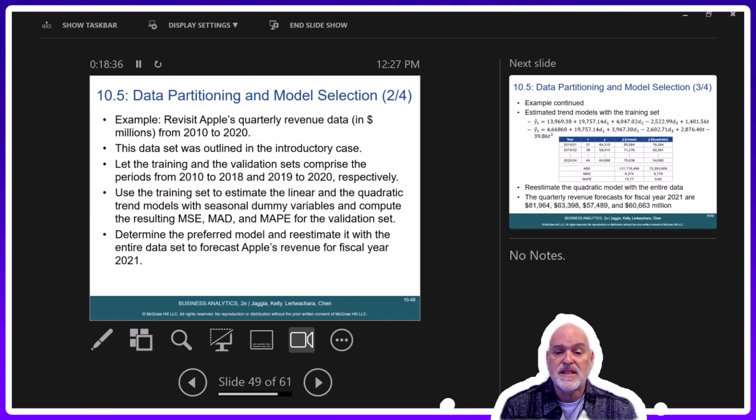Example: revisit Apple's quarterly revenue data in millions of dollars from 2010 to 2020. This data set was outlined in the introductory case. Let the training and the validation sets comprise the periods from 2010 to 2018 and 2019 to 2020 respectively. Use the training set to estimate the linear and the quadratic trend models with seasonal dummy variables and compute the resulting MSE, MAD, and MAPE for the validation set. Determine the preferred model and re-estimate it with the entire data set to forecast Apple's revenue for fiscal year 2021.